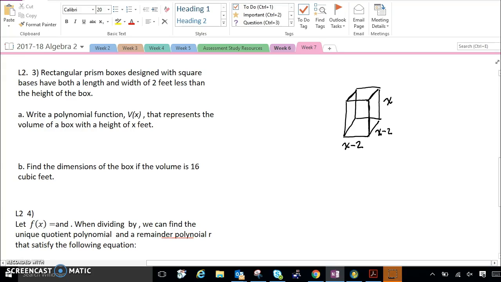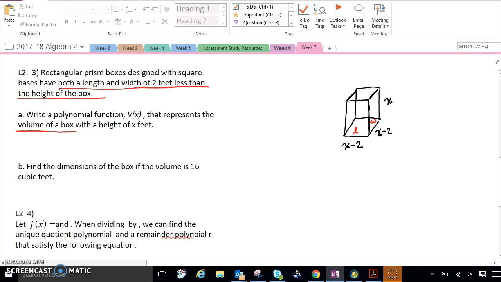After reading the problem, it looks like we're looking for the volume of a box, and they tell us that we have both length and width 2 feet less than the height of the box. So I've made a sketch here. If the height was x, then the length and the width would both be x minus 2.